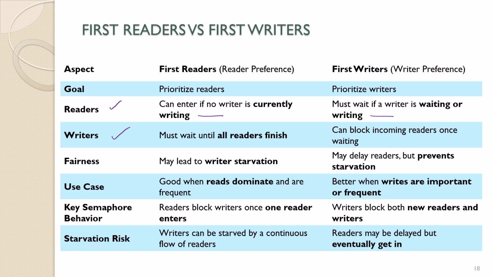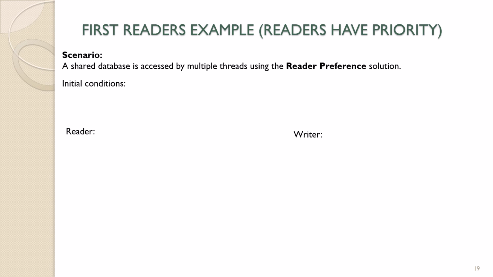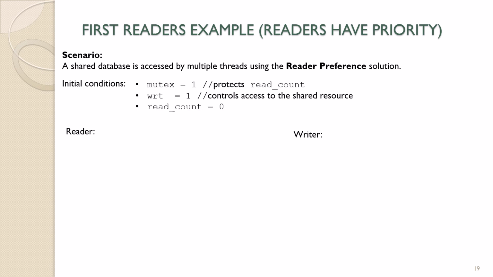And so let's take a look at an example. So we're going to take a look at a first readers example. In this case, first readers have priority. So what happens here, we're going to have a mutex that's going to protect the read count. So the read count is seeing how many are reading.